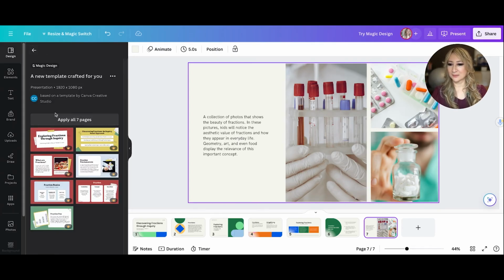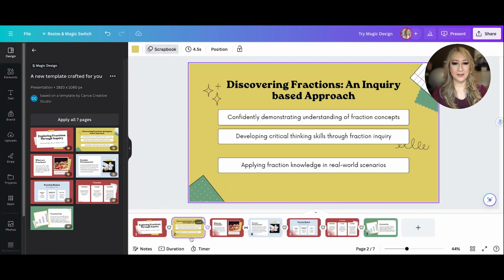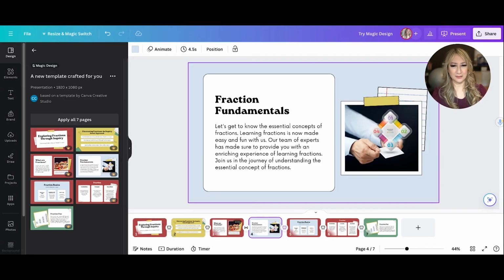Okay, I'm going to click on this one. Let's have a look at another one and see if there's any other better ideas. Okay, so this one is going to be about confidently demonstrating understanding, developing critical thinking, and applying fraction knowledge. And what's this about? Okay, again, it's giving you the definition of fractions, which is okay, but we kind of want to see some specific examples first of fractions and concrete manipulatives, and then go into representation, and then go into definitions or generalizations. So I wouldn't necessarily start off this way, but am I going to get any kind of ideas?